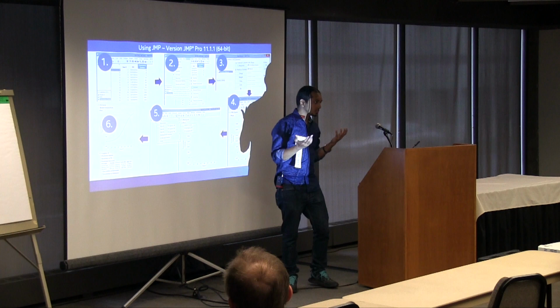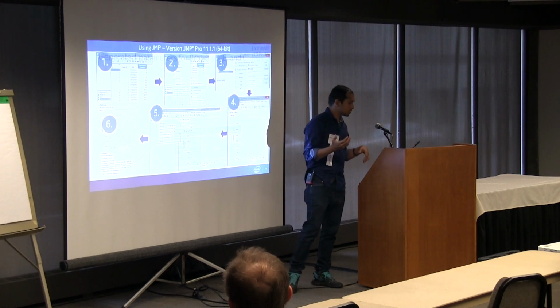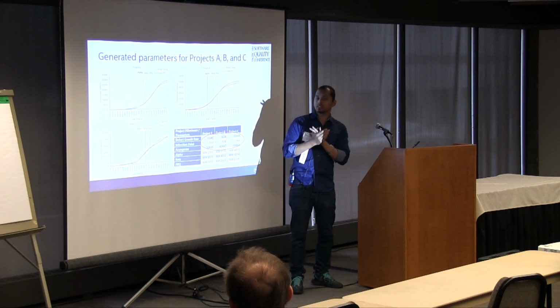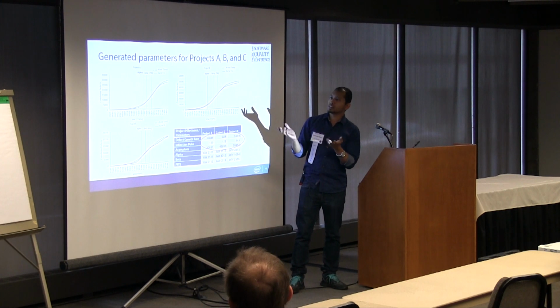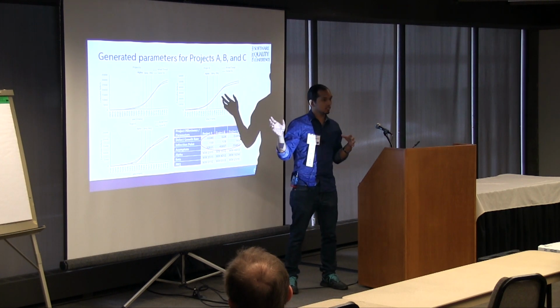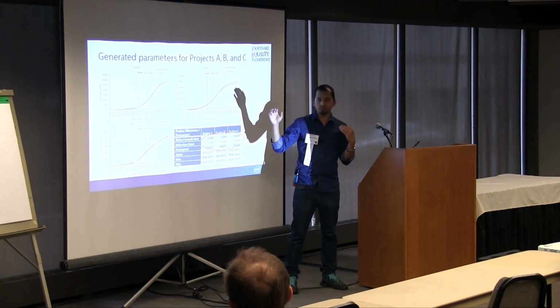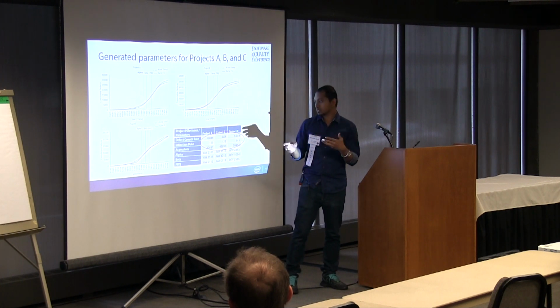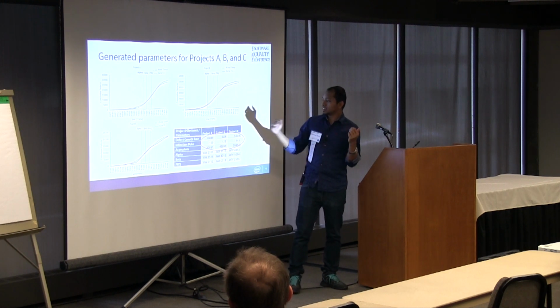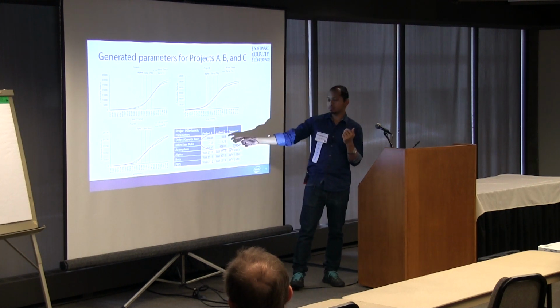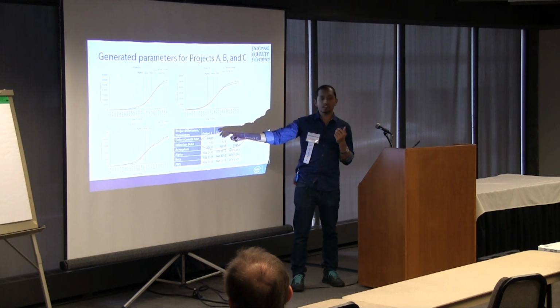So once you generate all these parameters, this is an example of, say, 3 projects, A, B, C. And these are actually real world projects. I just masked the names because it's Intel. And once you have that, this is a tabular form where you actually generated all those parameters.